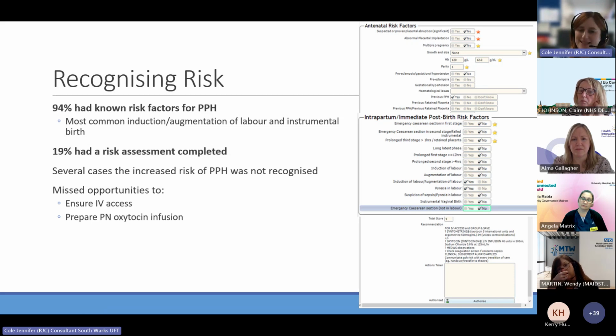Because we didn't complete the risk assessment for the majority of women, there were several cases in which that increased risk was not recognised. And so we missed earlier opportunities to make sure we'd got IV access, an up-to-date group and save sample, or to have prepared our intervention, so that postnatal oxytocin infusion.